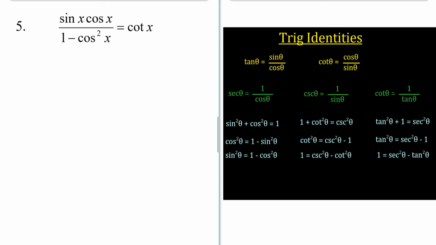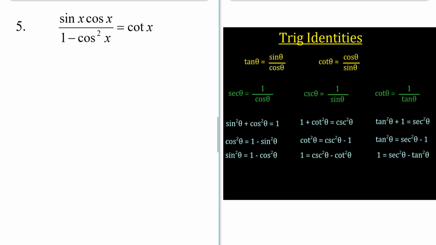All right. Well, I've got sine x times cosine x on top. And then I've got 1 minus cosine squared x on bottom. And I eventually want to get that just to be cotangent x. All of that should simplify down to cotangent x.